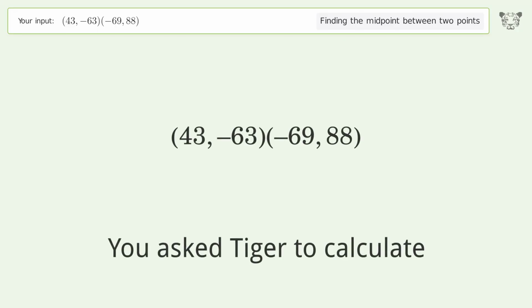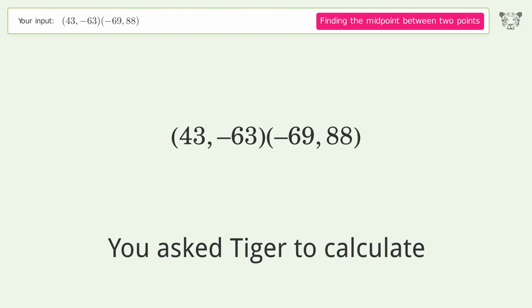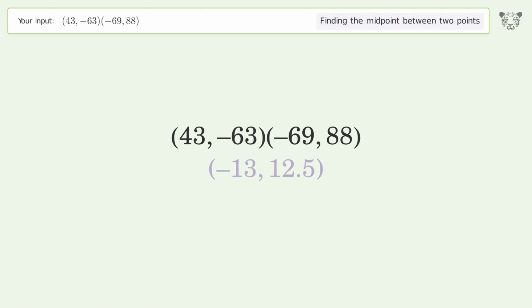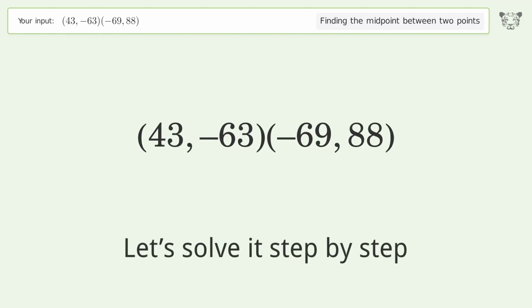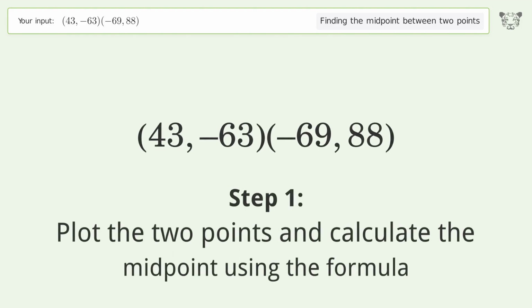You ask Tiger to calculate. This deals with finding the midpoint between 2 points. The midpoint between the 2 points is negative 13, 12.5. Let's solve it step by step. Plot the 2 points and calculate the midpoint using the formula.